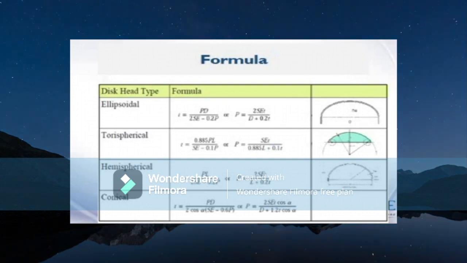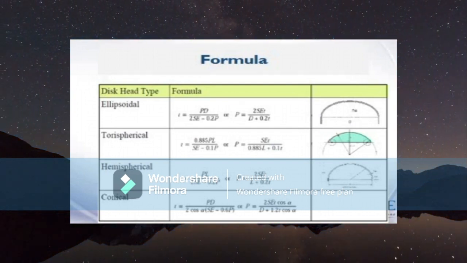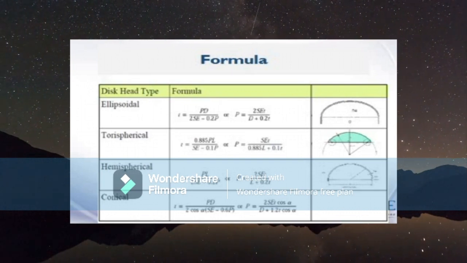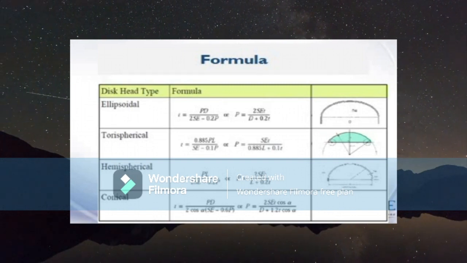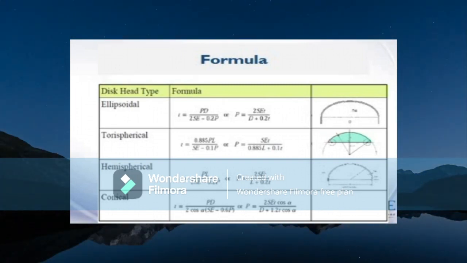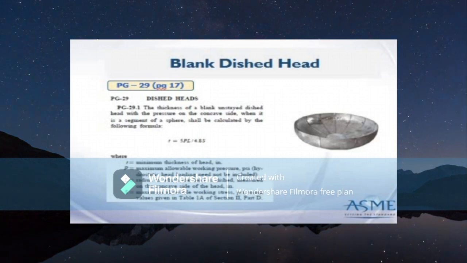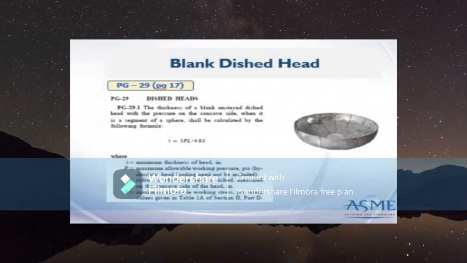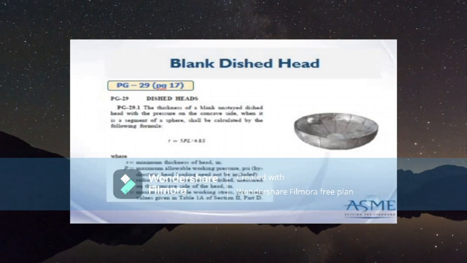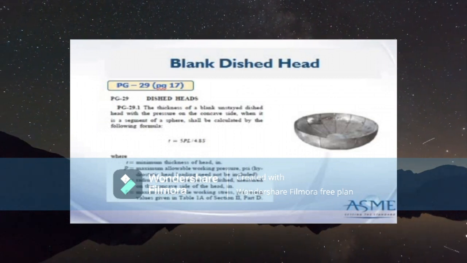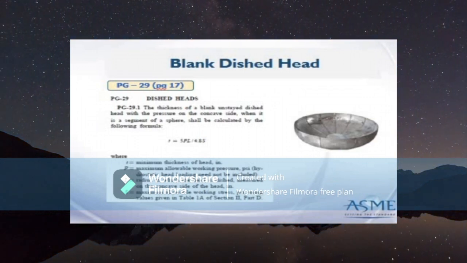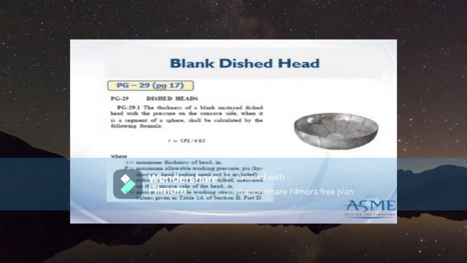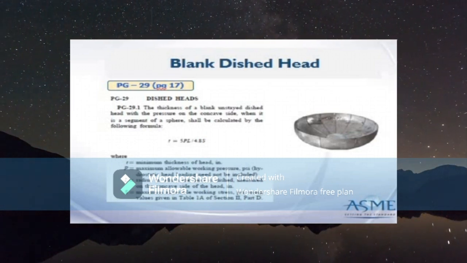ASME code design formula. General formulas should be used to find the thickness and pressure for dish heads such as ellipsoidal, torispherical, hemispherical, and conical. Blank dished head. Paragraph PG-29.1 states the thickness of a blank unstayed dished head with the pressure on the concave side, when it is a segment of a sphere, shall be calculated by the following formula. A. Minimum thickness formula.